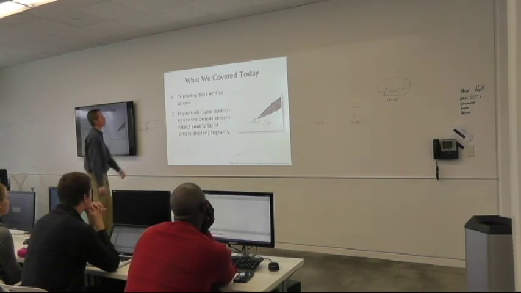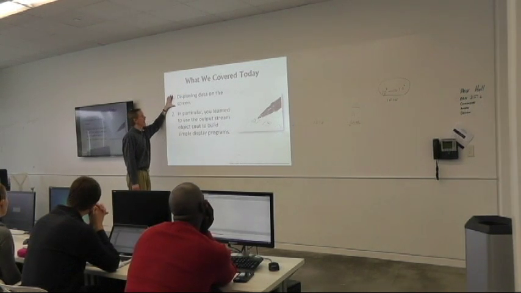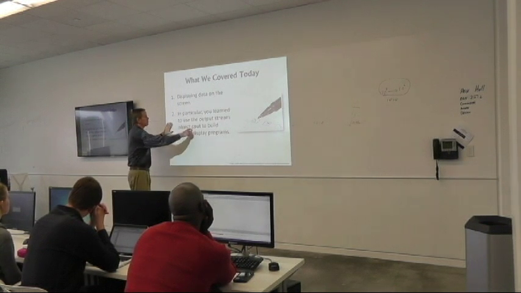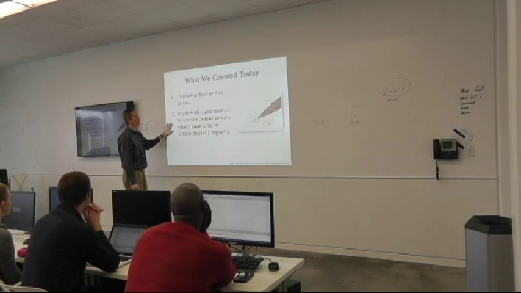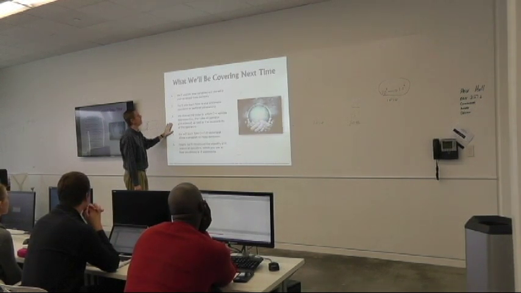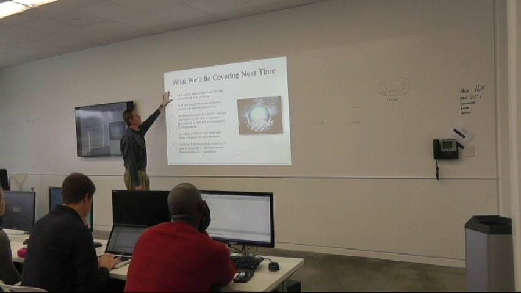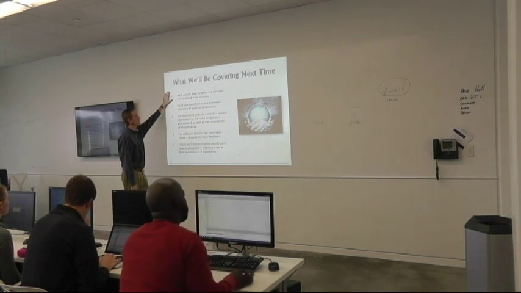So what did we cover today? We talked about displaying data on the screen. Yay! In particular, you learned to use the output stream object cout to build simple display programs. Hot diggity. How fantastic is that? That's really great. Okay? So what we're going to cover next time, we'll talk about how variables are stored and retrieved from memory. That'll be good.